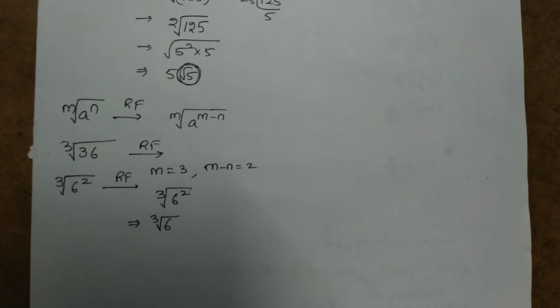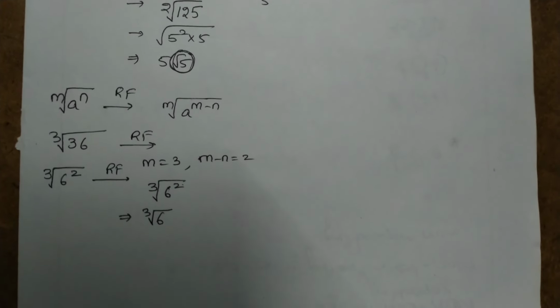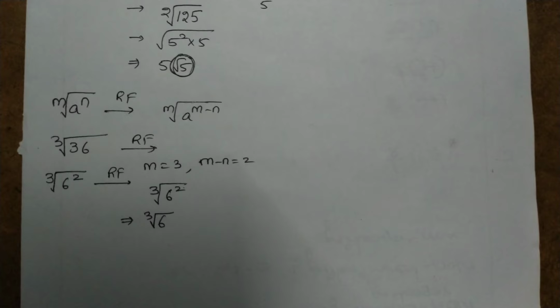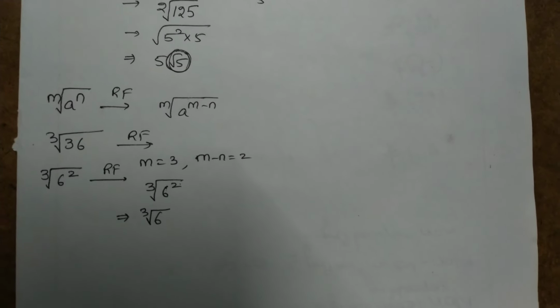Is that clear? This is how to find rationalizing factors of monomials. Clear? Thank you.